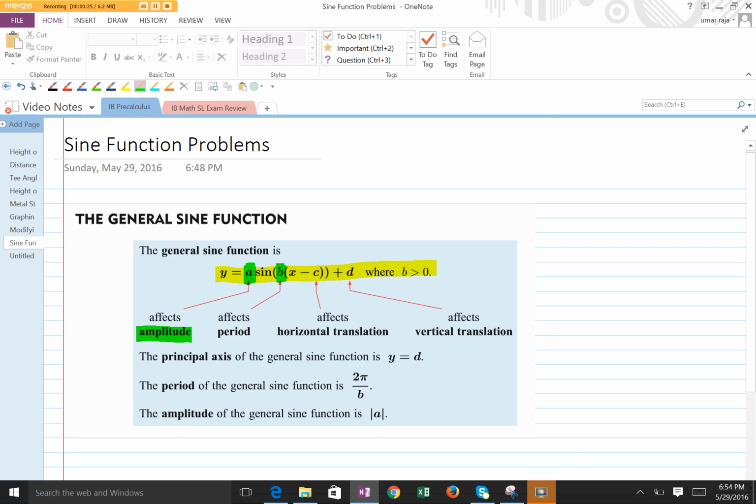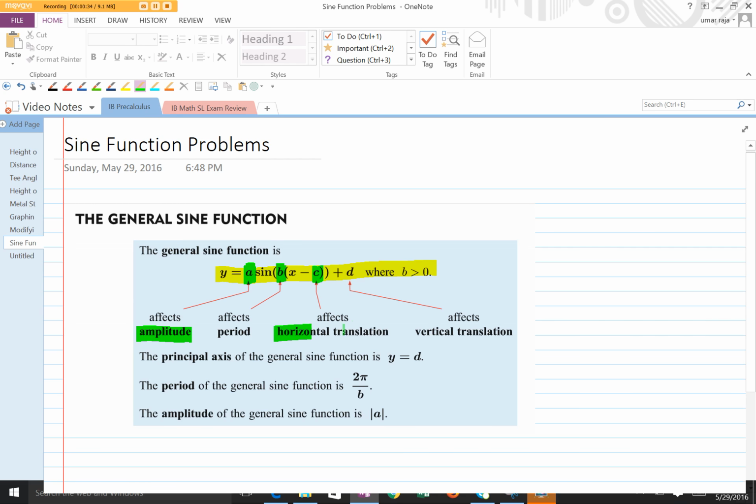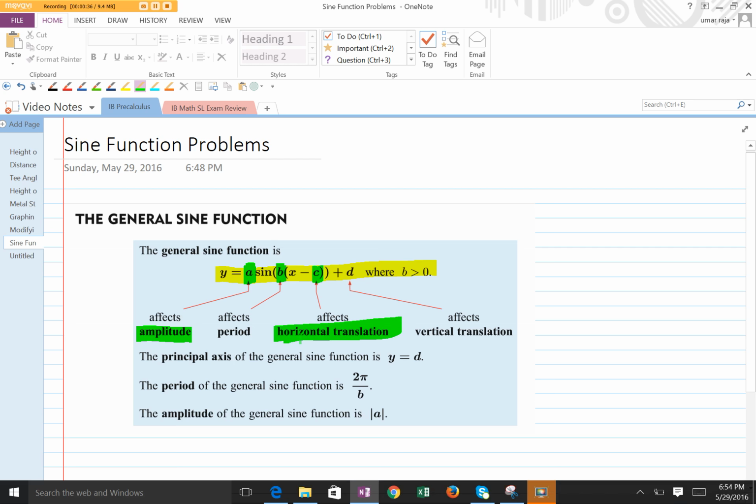Then B represents the period, and again, whenever you're looking at a sine or a cosine function, you always use the equation 2 pi over b, and that's going to give you the period of the function that you're looking at. The C in this case represents the horizontal translation, meaning that you're either going to be shifting the graph to the left, or to the right. And then of course the D represents a vertical translation, meaning that you're either going to be shifting something upwards, or downwards.